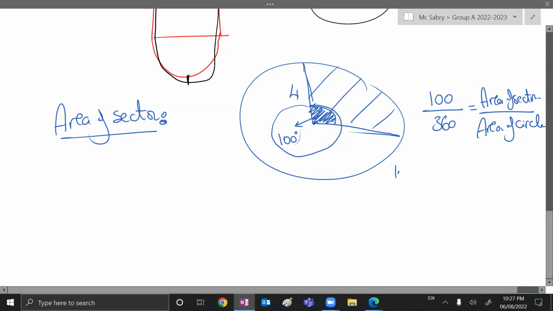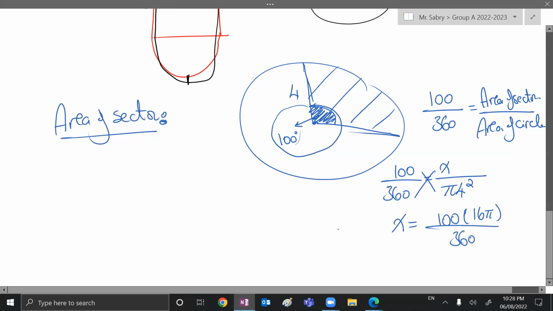So in this case, you put 100 over 360 equals the area of the sector that I don't know, the wanted, over the area of the circle, which is pi times 4 squared, that is pi r squared. And then you cross multiply. So x will be equal to 100 times 16 pi over 360. That would get you the area of the sector.